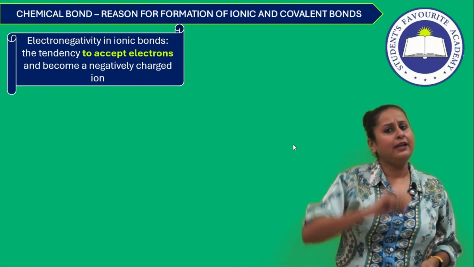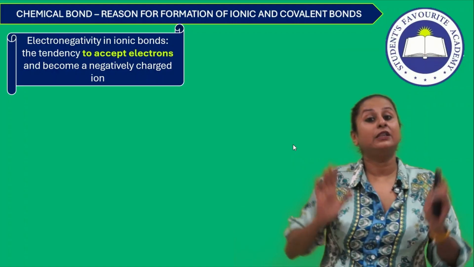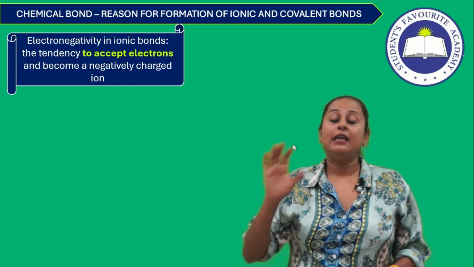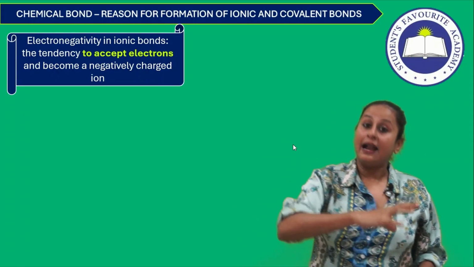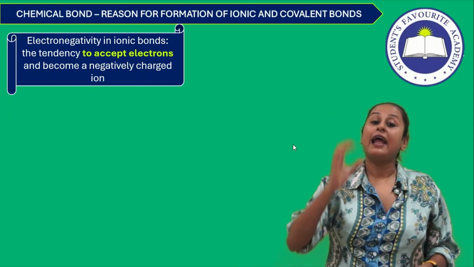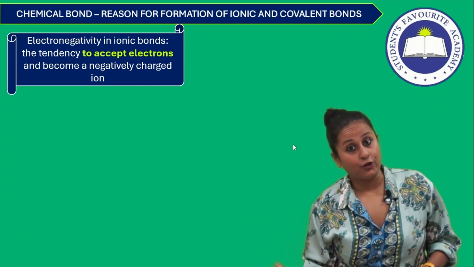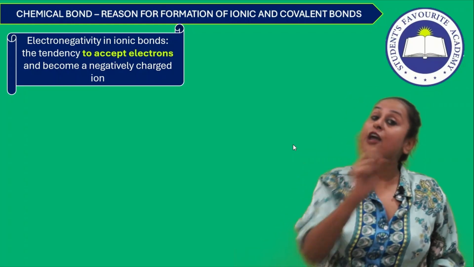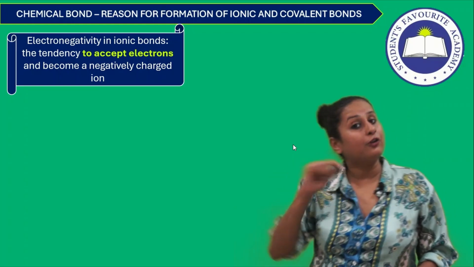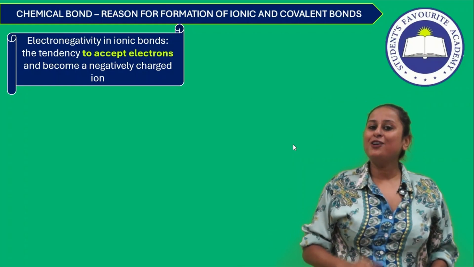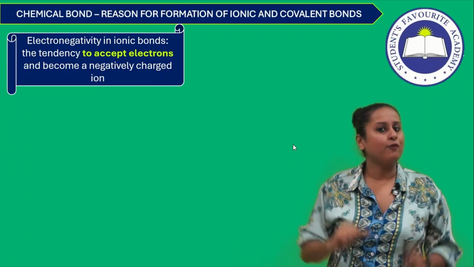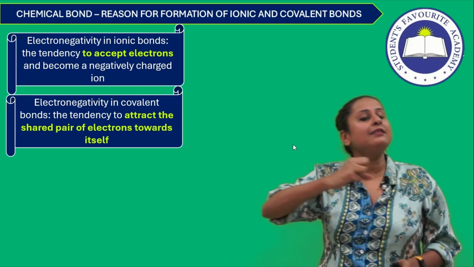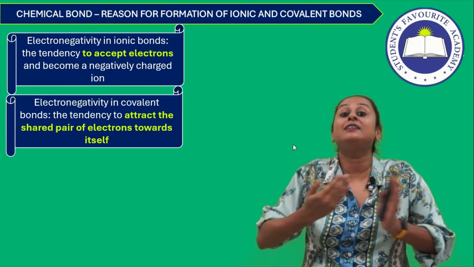So let me define electronegativity once more for you with the complete definition. Electronegativity in an electrovalent bond is when an atom takes an electron, correct? The tendency to gain electrons, completely gain electrons, is called electronegativity when ions are formed. That is in the case of electrovalent bonds. What about covalent bonds? In some covalent bonds, the substance has a tendency of pulling the shared pair of electrons towards itself.